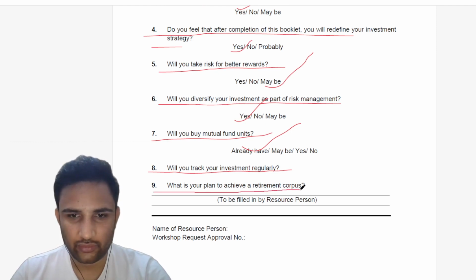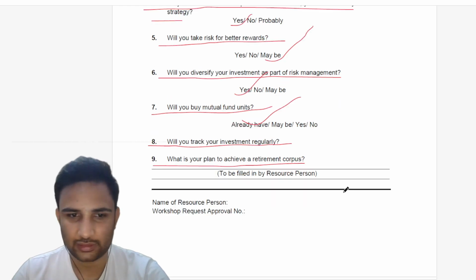What is the plan to achieve your retirement purpose? These are some long form answers that we can answer here.